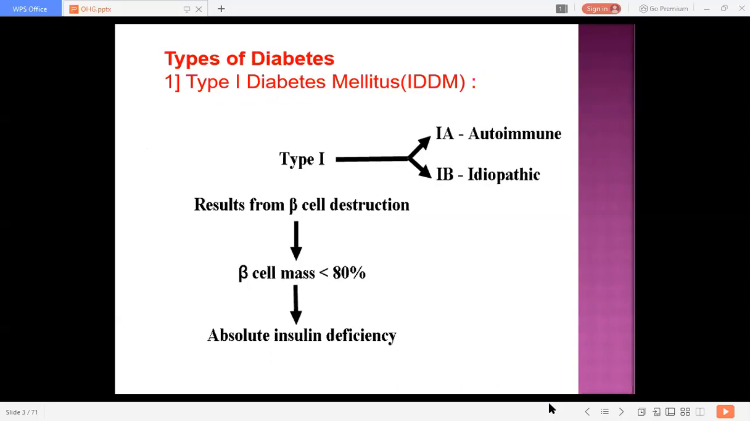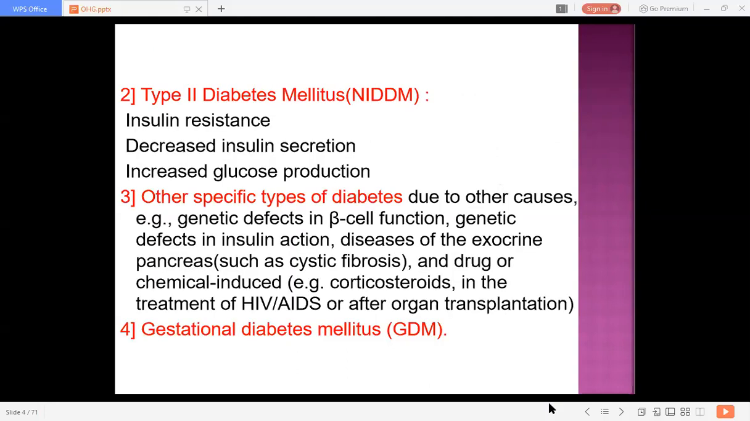Types of diabetes: we have type 1 diabetes mellitus, that is insulin dependent diabetes mellitus. It may be due to autoimmune or idiopathic. There is beta cell destruction, beta cell mass less than 80%, and there is absolute insulin deficiency. Type 2 diabetes mellitus, that is non-insulin dependent diabetes mellitus. In this condition, there is insulin resistance, decreased insulin secretion, and increased glucose production.